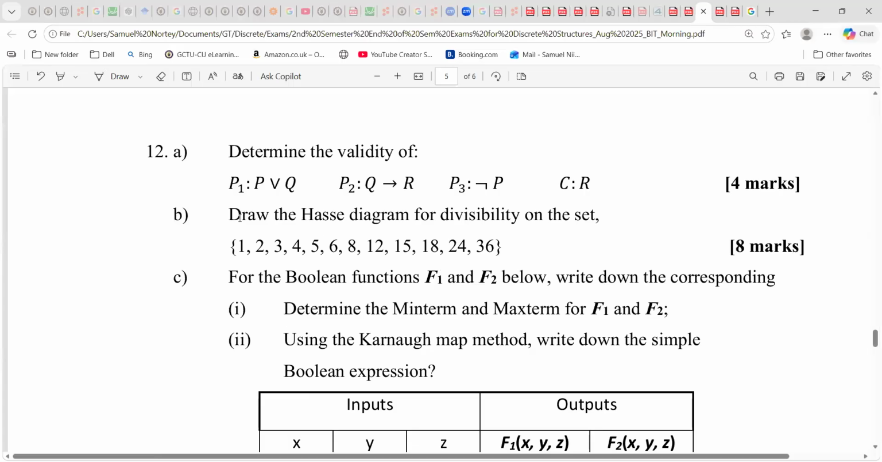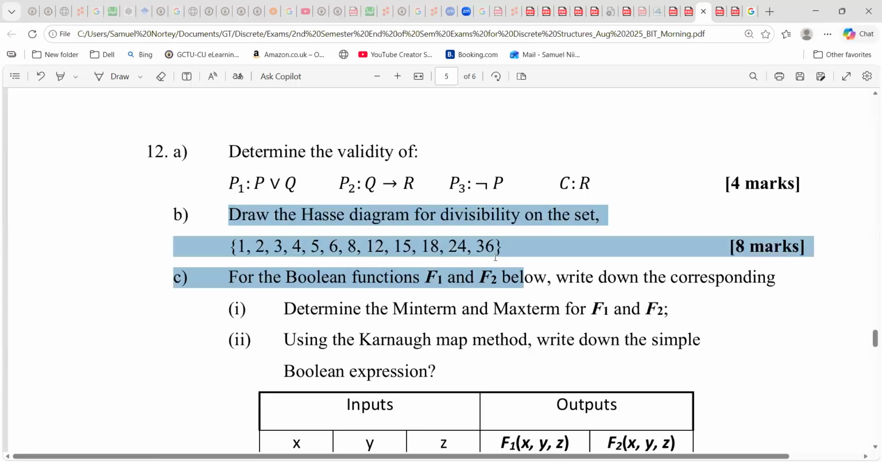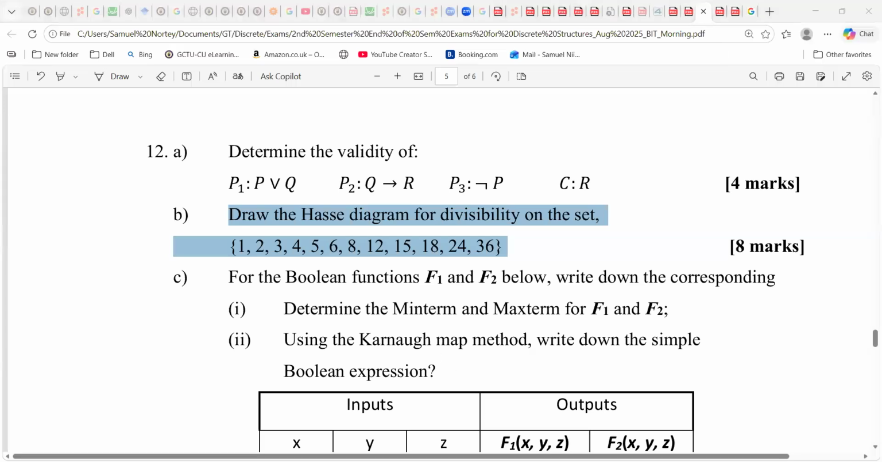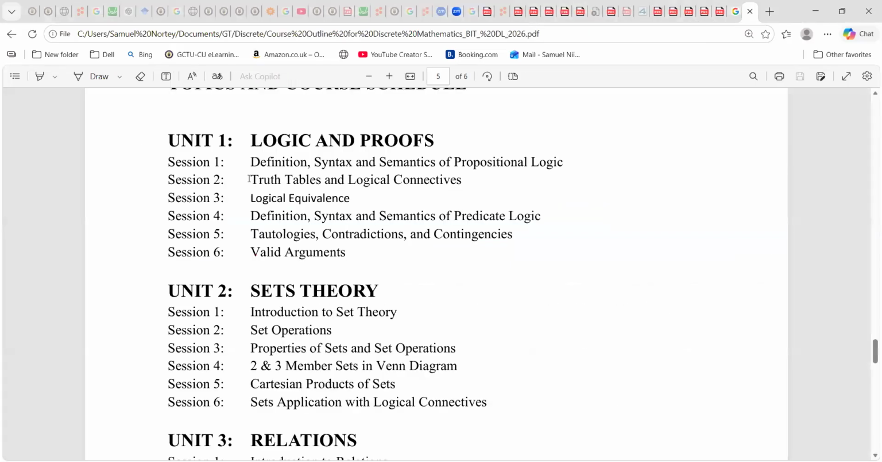No, the Hasse diagram. It's under sets. When we do sets, that's why I'm trying to show you what you should expect in the next course outline. When we do set theory, you will be able to handle that. I just opened the course outline. I think I have to open it again. So this is the course outline.